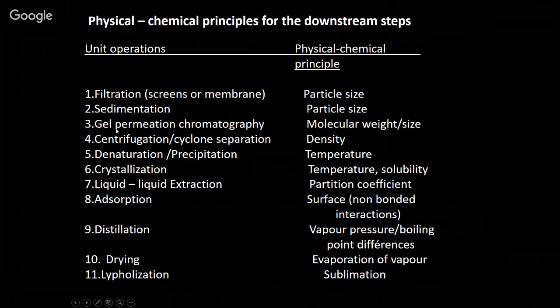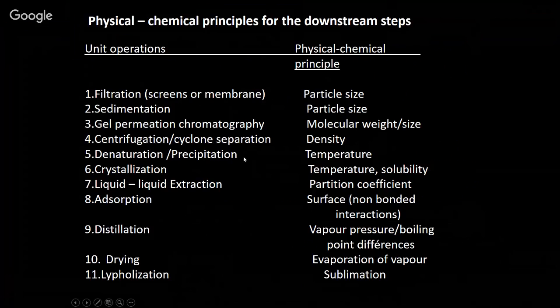Then we have chromatography, like gel permeation chromatography. Again, it's based on size or molecular weight. Okay, that's gel permeation chromatography, gel filtration chromatography. So the principle is the size. Centrifugation, cyclone separation, they are all based on the density of the material. Of course, particle size also comes into the picture, but density plays a very important role.